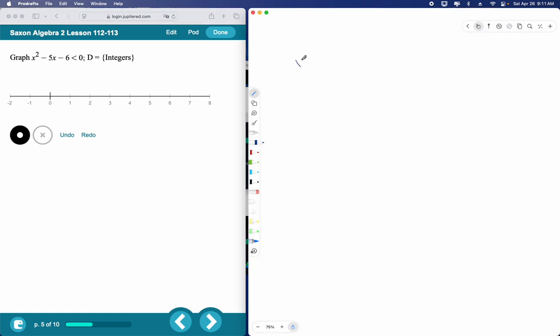We've got x squared minus 5x minus 6 is less than 0, and it's integers. We factor, and that's going to be x and x. We need a negative 6 that gives us a negative 5. How are we going to do that? Okay, I got it. Negative 6 and positive 1 gives us a negative 6 and a negative 5. I had to think for just a second there.